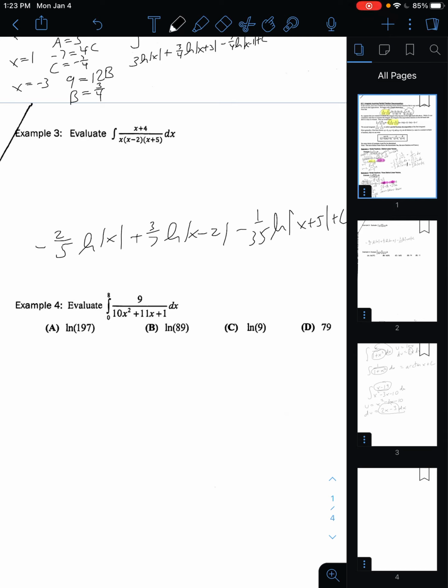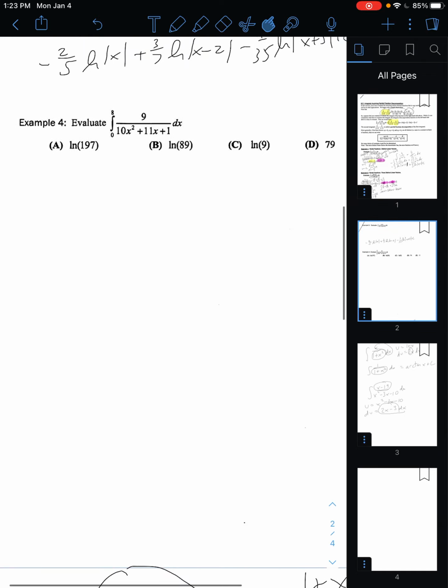If you didn't get that or had some issues, email me and I'll work through that with you, but that way I'm not taking up some of your time. If you guys did get that correct, you don't need to see me work it out. The next one is a definite integral. So I do want to make sure I go over this one, and then we'll be done.